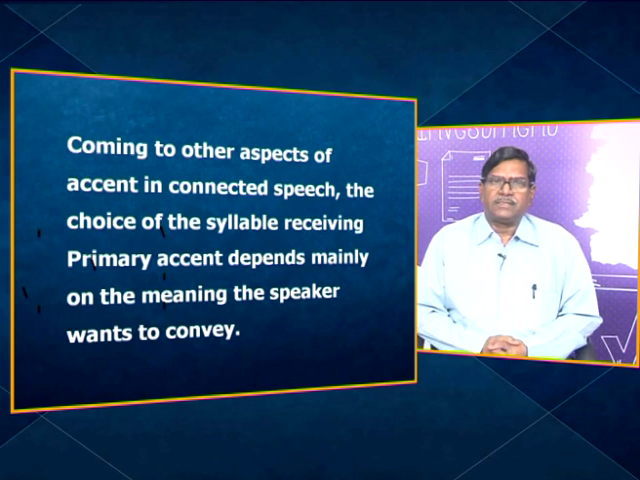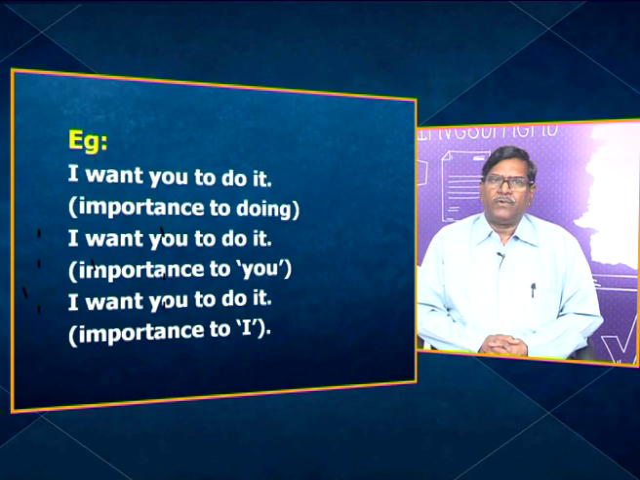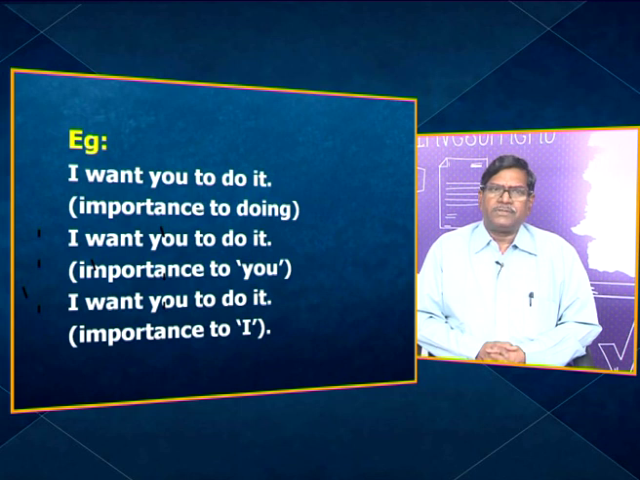Coming to other aspects of accent in connected speech, the choice of the syllable receiving primary accent depends on the meaning the speaker wants to convey. I want you to do it: importance is given to the doing of the thing. I want you to do it: importance is given to you. I want you to do it: importance is given to I. So even the primary accent is changed based on the choice of the speaker. It depends mainly on the meaning the speaker wants to convey.